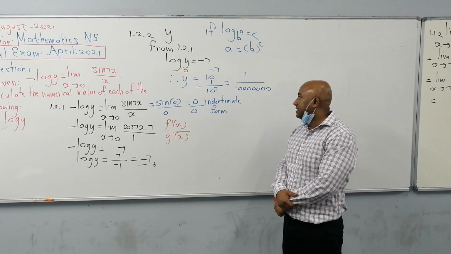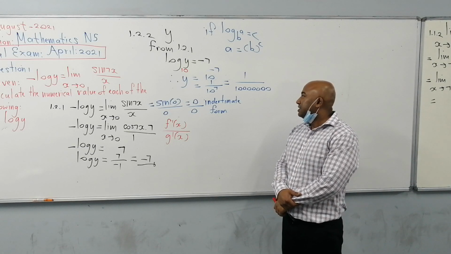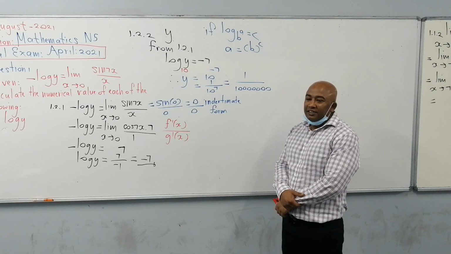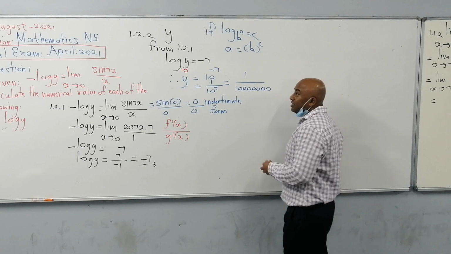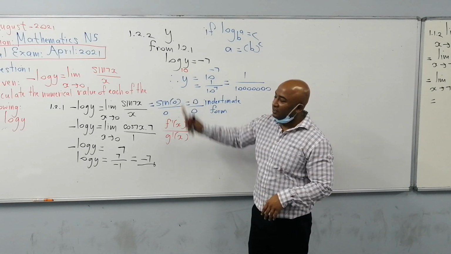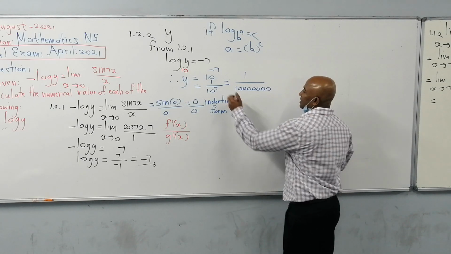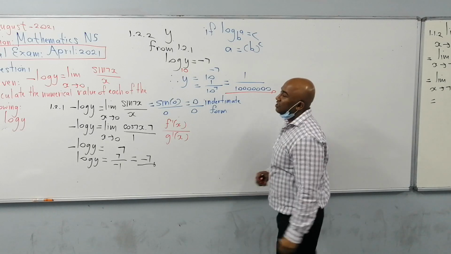What do we get? 1 times 10 to the power -7. Or you can just leave it like this. You don't have to worry. The main thing is you worked out the value of y. That is your 1 mark.